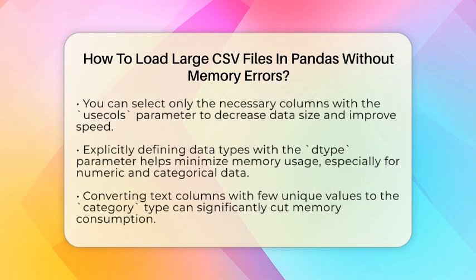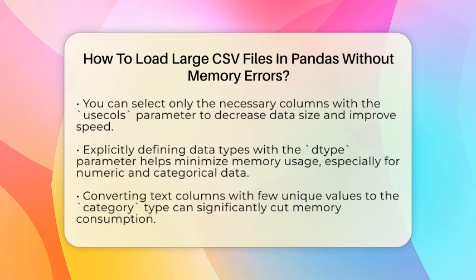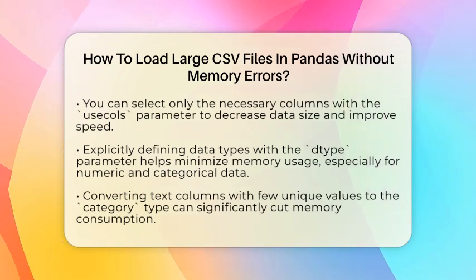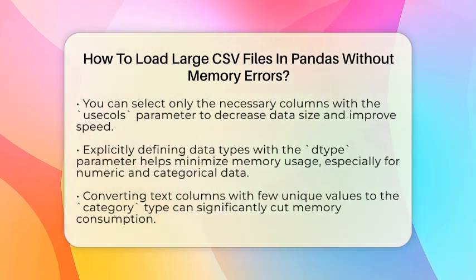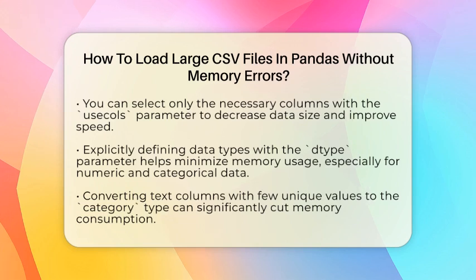Another helpful tip is to load only the columns you need. If your CSV has 50 columns but you only care about 3, use the usecols parameter. This reduces the amount of data your program needs to handle, which saves memory and speeds up your work. For example, if you only want the columns called sales, date, and region, specify those in your read_csv call.